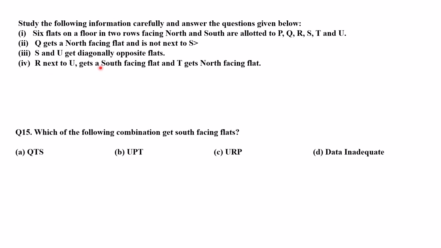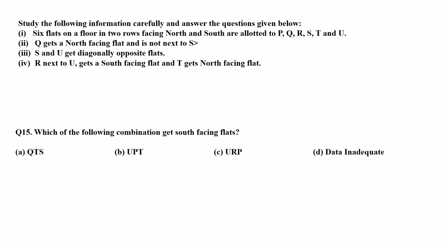Now the next question is based on the following information. The question says, study the following information carefully and answer the questions given below. Six flats on a floor in two rows facing north and south are allotted to P, Q, R, S, T and U. So there are six flats arranged in two rows. Some of them face north, some face south. Q gets a north facing flat and is next to S. S and U get diagonally opposite flats. R is next to U, gets a south facing flat, and T gets a north facing flat.